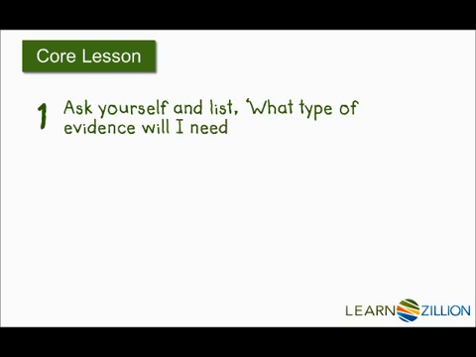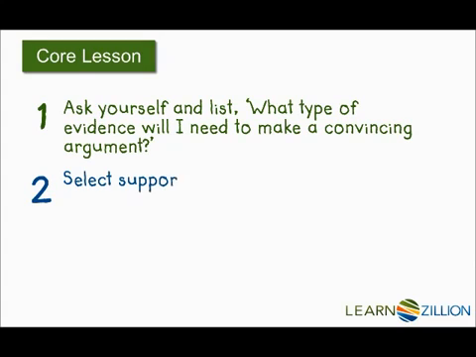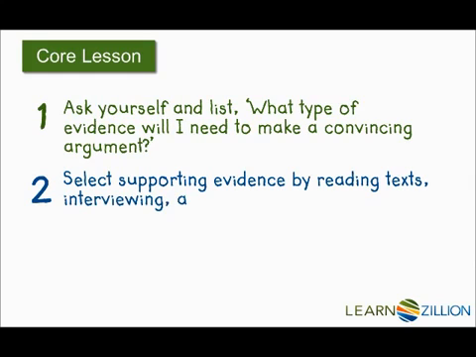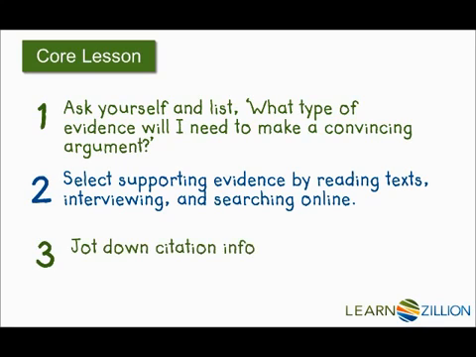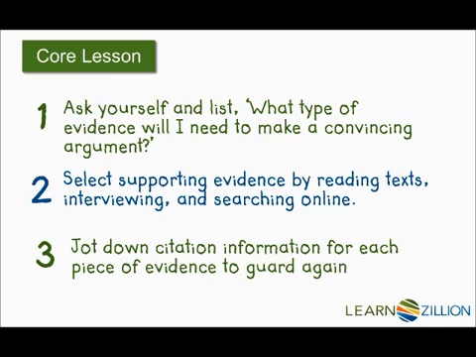First, we're going to ask and list what type of evidence will I need to make a convincing argument. Then, we're going to select supporting evidence, and this can be a wide variety. We're going to read text, we're going to interview possibly, and we're going to search online. And then finally, we're going to jot down the citations so that no one ever accuses us of plagiarism. Plagiarism is a big thing. We want to guard against it, so we need citations in order to do that.